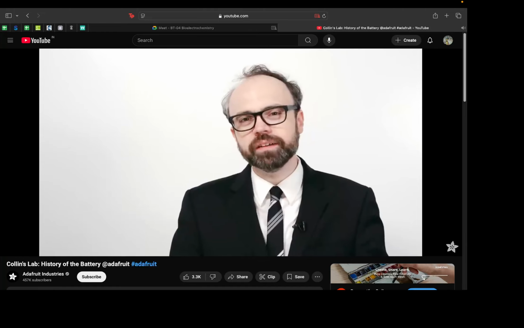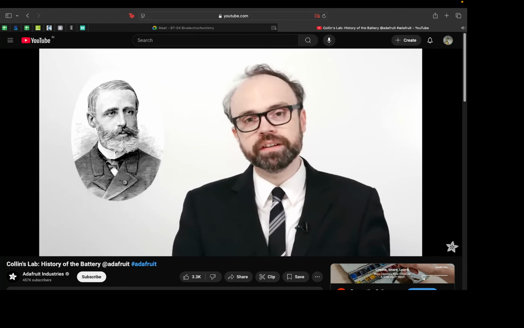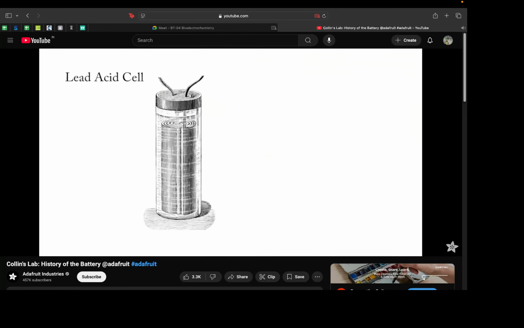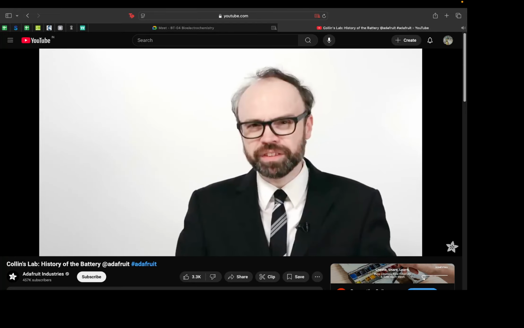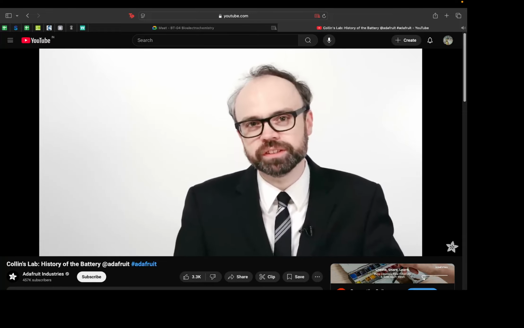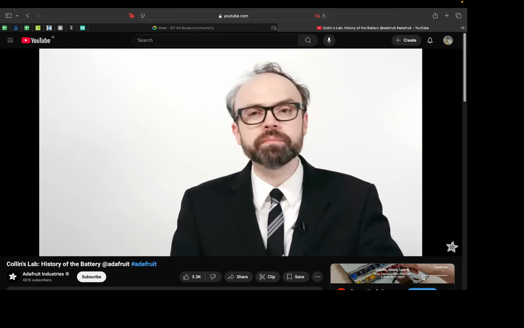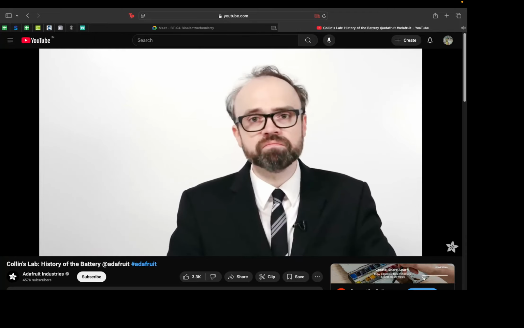In 1859, French physicist Gaston Planté created the first rechargeable battery using a lead anode and a lead dioxide cathode immersed in sulfuric acid. The chemical reactions inside Planté's lead-acid cell could be reversed by passing a reverse current through it. A pretty amazing feature, but its weight and size made it impractical for most uses. Still, it was suitable for some things. In fact, lead-acid cells are still used in cars today.